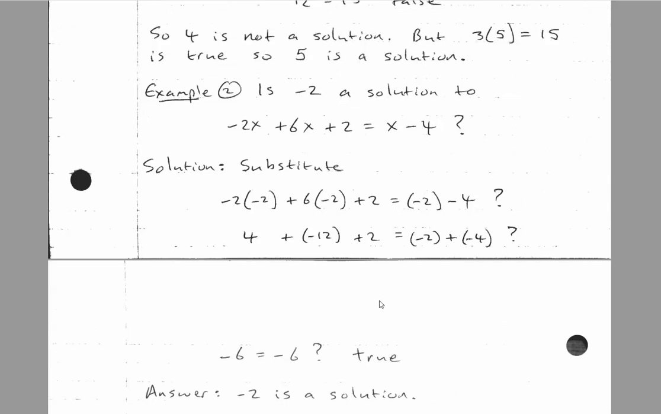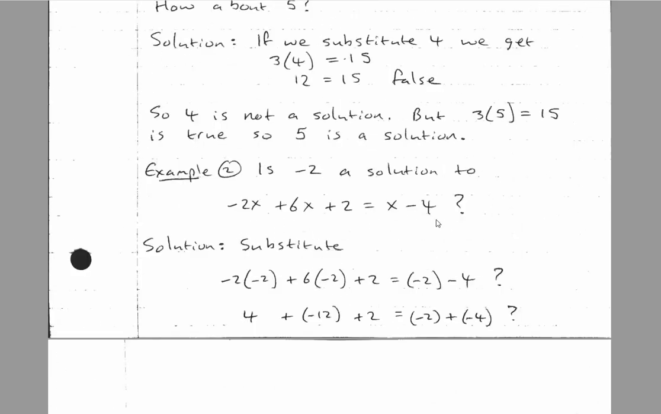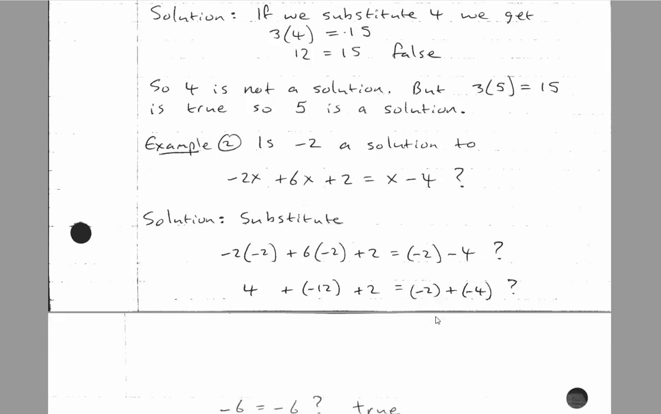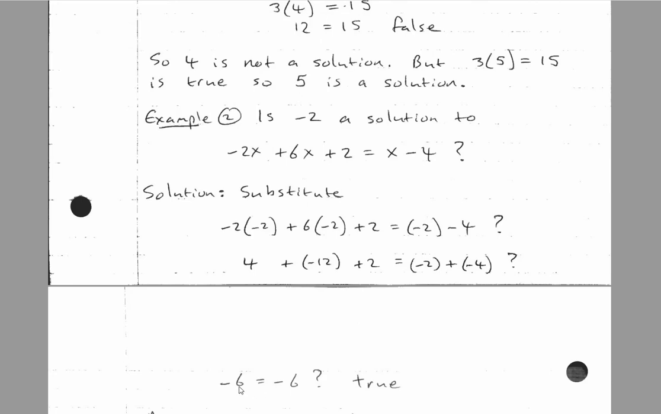Alright, so for any linear equation like this, if I give you a number, then it's fairly easy to check if that number is a solution. So just substitute and then use the order of operations, the usual multiplying before adding, to work out both sides and see, is the left side equal to the right side?